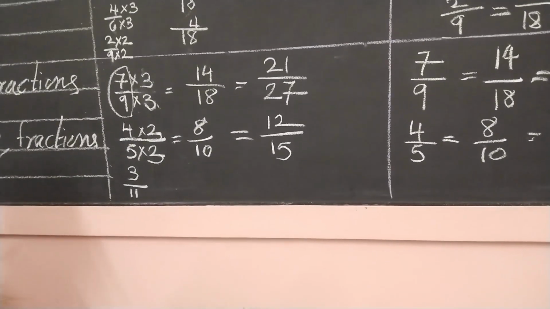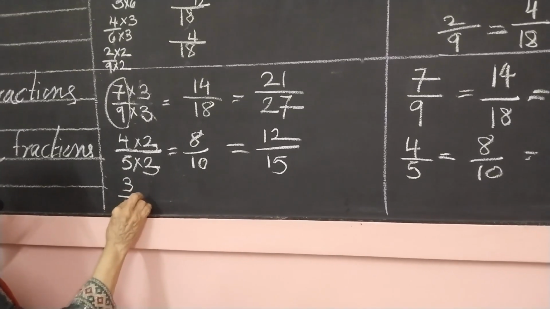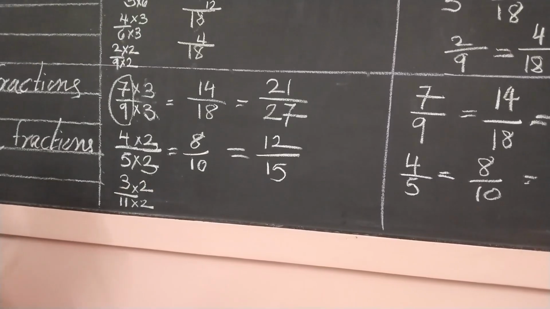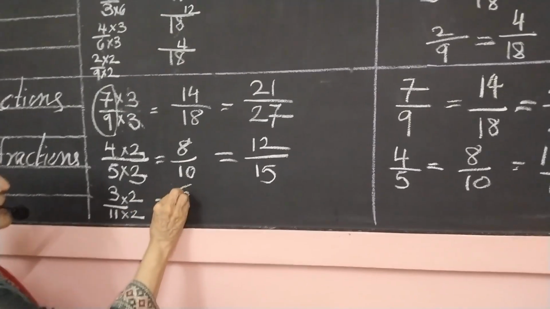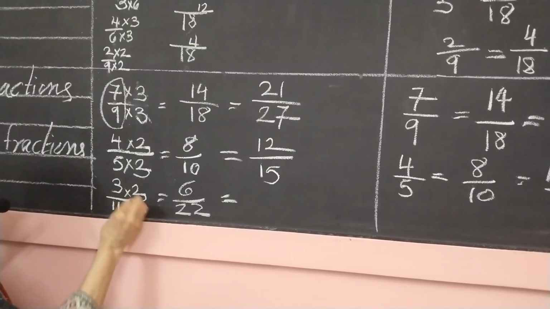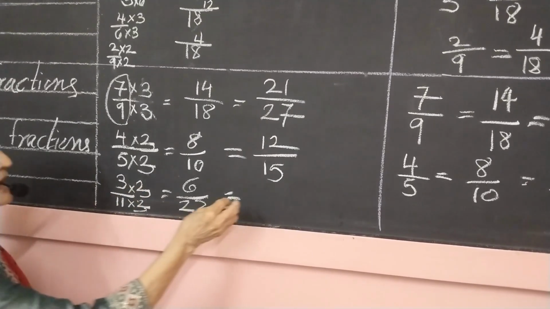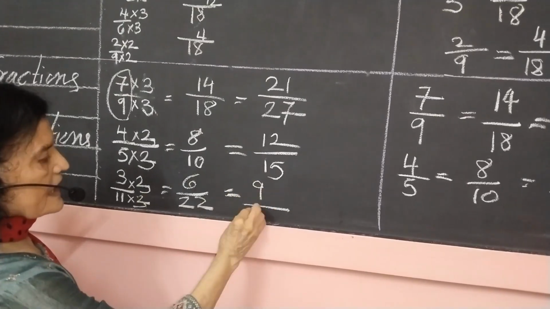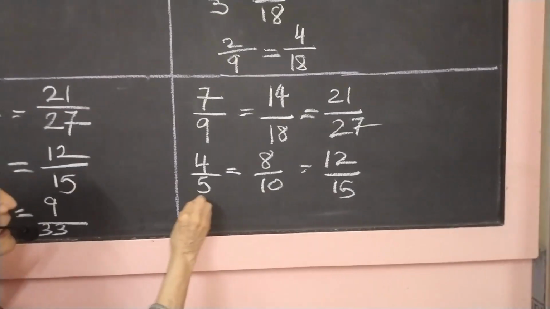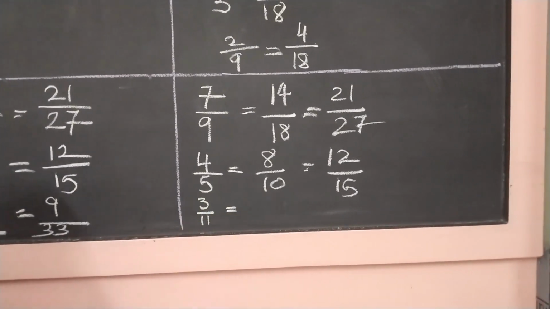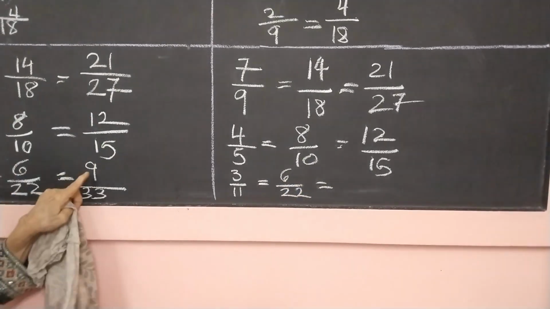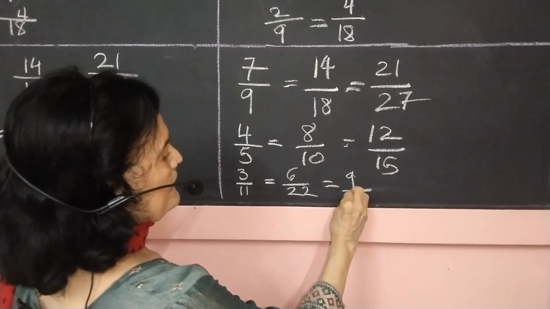Now the third one, same procedure we are going to follow. Here multiply it with 2. Then the numerator also we will have to multiply with 2. So we get 3 2s are 6, 11 2s are 22. Suppose instead of 2 we multiply by 3. Then we get 3 3s are 9, 11 3s are 33. So our last answer is 3 upon 11 is equal to 6 upon 22 is equal to 9 upon 33. So that's it.